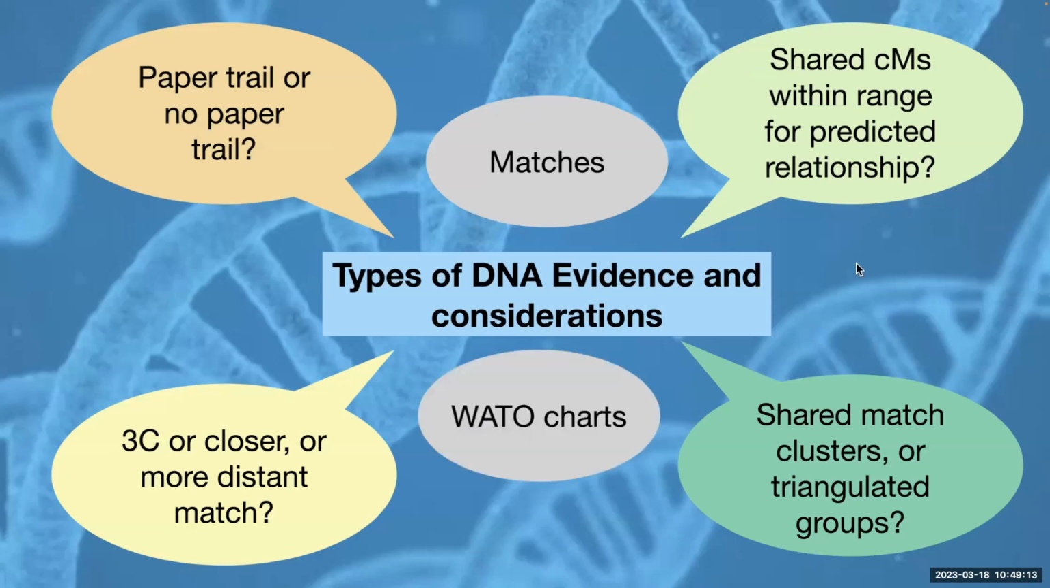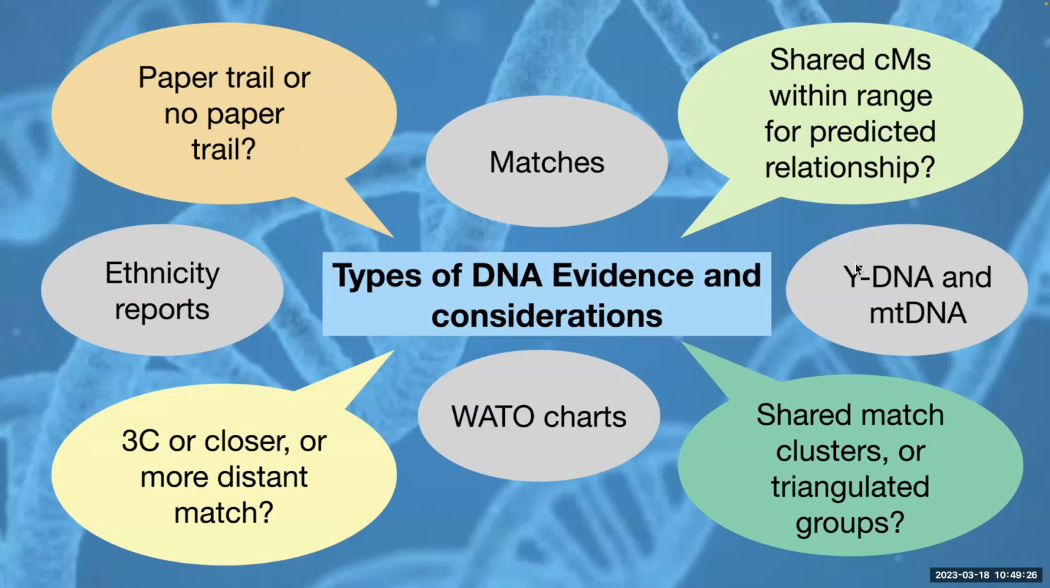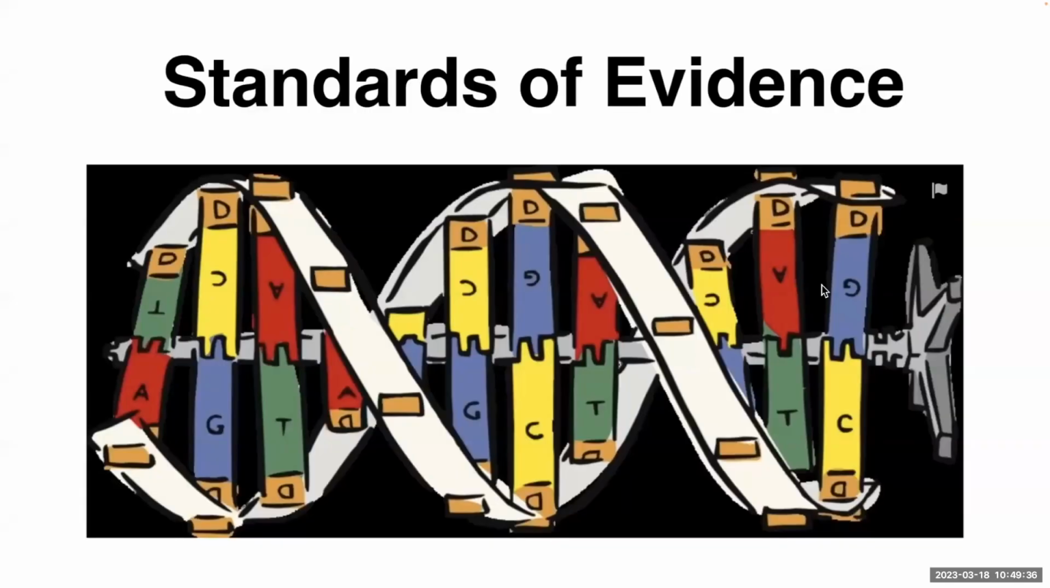You might like to use Watto charts as evidence. Watto charts are from DNA Painter. Looking at probabilities of relationships, you might like to quote those as evidence. Ethnicity reports, and of course Y-DNA and mtDNA are particularly useful for more distant matches. But are they clues or evidence? These are some of the things we just need to think about.